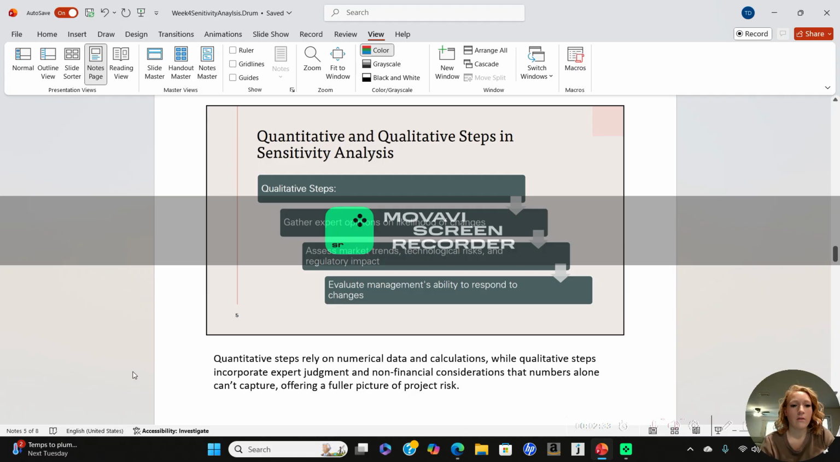Here is a list of qualitative steps. Gather experts' opinions on the likelihood of changes, assess market trends, technical risk, and regulatory impact. Then we're going to evaluate management's ability to respond to changes.